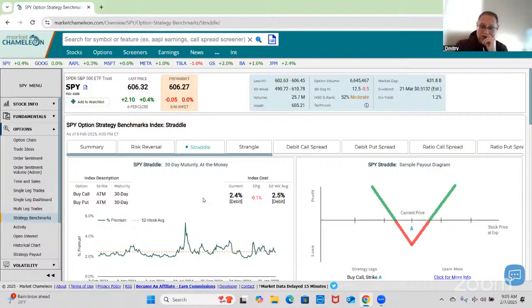If you had a stock that's $100, 2.4% is $2.40. So the cost of that straddle, buying call and put, is $2.40, meaning that the stock would have to move 2.4% in this case, up or down, in 30 days to cover the cost of that straddle. That's where the buyer and seller, or the fair value, is break even. So now that we have that benchmark, what can we do with it? We kind of know what the cost of that is in SPY.